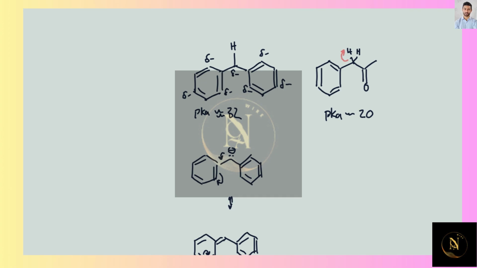Okay, now let us consider the conjugate base of our phenylacetone. So following deprotonation of the alpha carbon, we have a negative charge here, a lone pair. And this lone pair or negative charge can, like in the case of diphenylmethylene, find resonance throughout the ring. Okay, but that's not very exciting. We already know what that looks like.